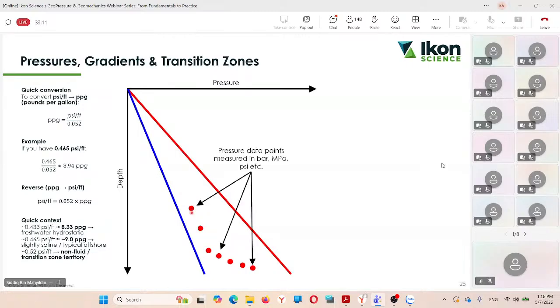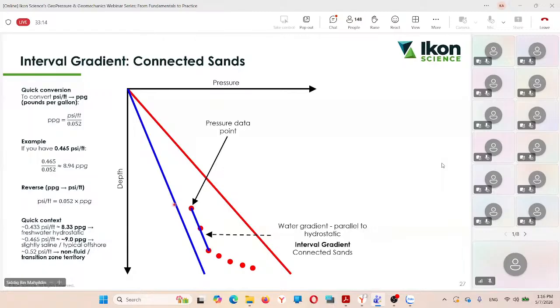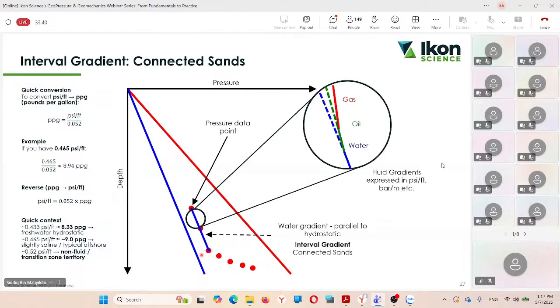So how do we analyze this kind of data when we go a little bit into interpretation and we have a connected sand, right? In a connected sand, the fluid is always in equilibrium, meaning that the pressure is distributed equally. So pressure follows a clean, consistent gradient like this. If it's water, it follows the water gradient. If it's gas, it follows the gas gradient. And if it's oil, it follows the oil gradient. So one clean line like this means we have one continuous pressure system.